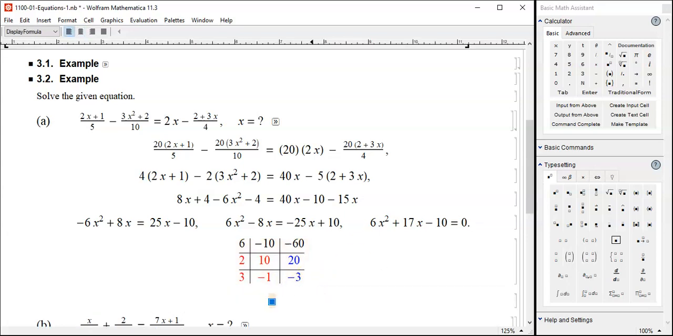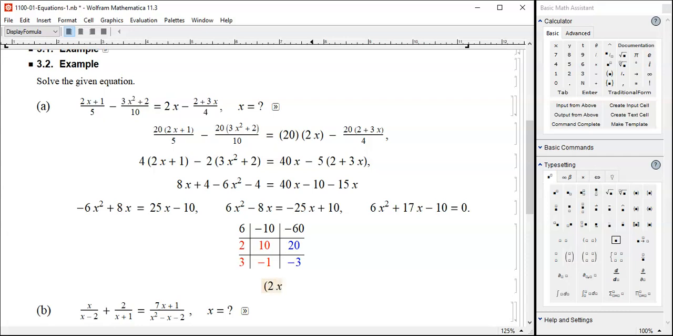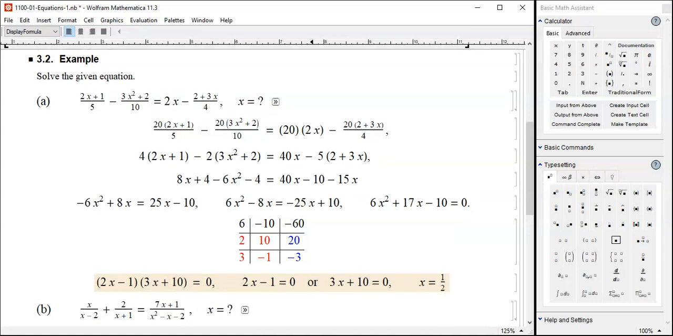So let's take cross multiplication. 2x minus 1, 3x plus 10 is equal to 0. 2x minus 1 is equal to 0, or 3x plus 10 is equal to 0. So x is equal to 1/2, or x is equal to -10/3.